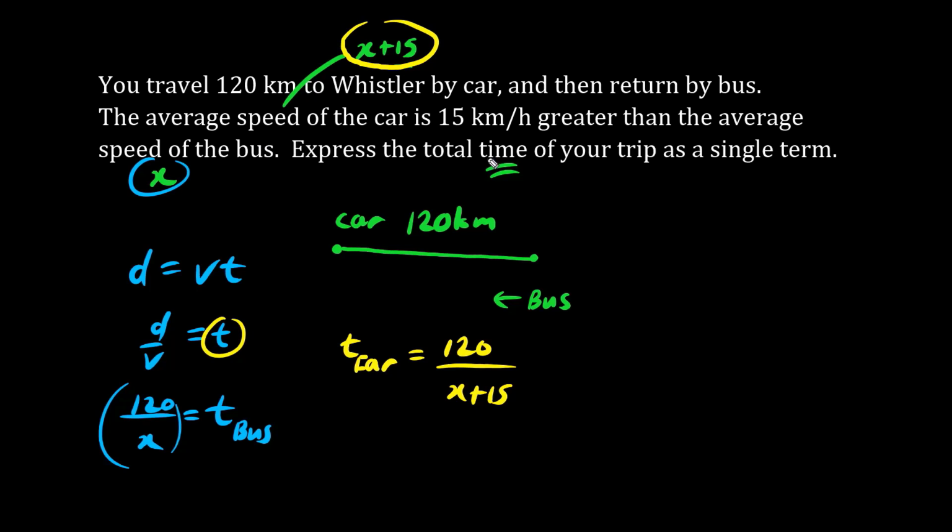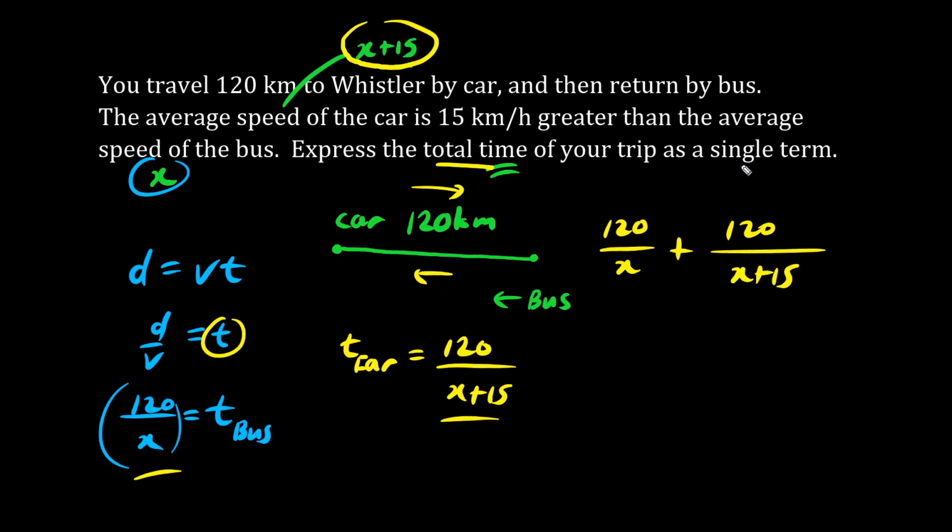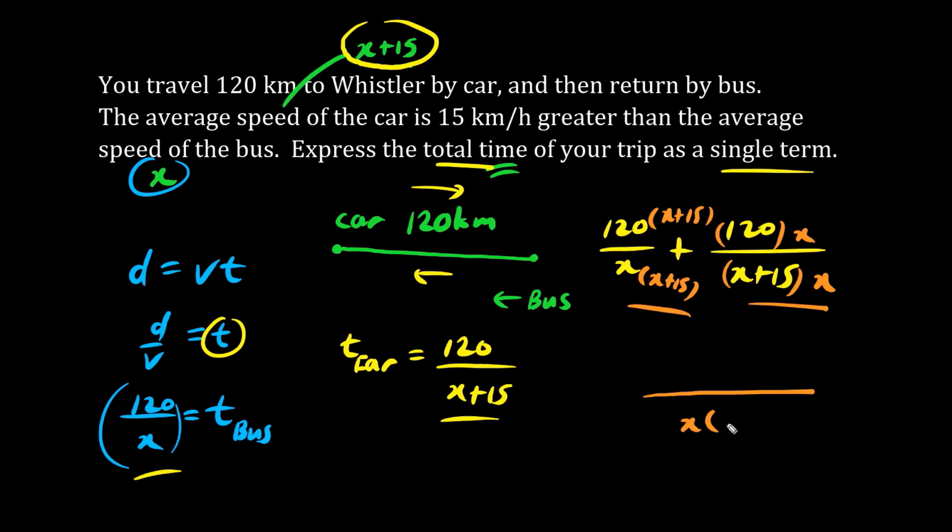So the question is asking about total time there and back. So we just have to add these two rational expressions. 120 over x plus 120 over x plus 15 are two terms. We want a single term, so let's find an LCM. Let's multiply top and bottom by x plus 15 for this left term. And let's multiply top and bottom by x for this second term. And we now have the LCM. The denominator is x times x plus 15, and the numerator is this part here all added.